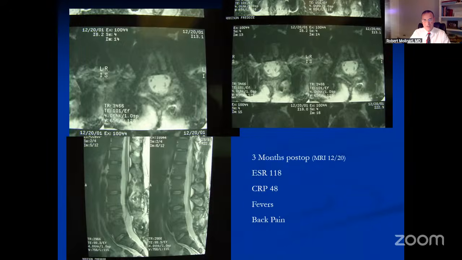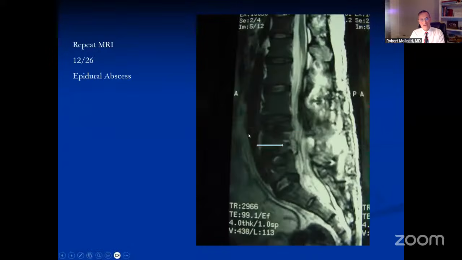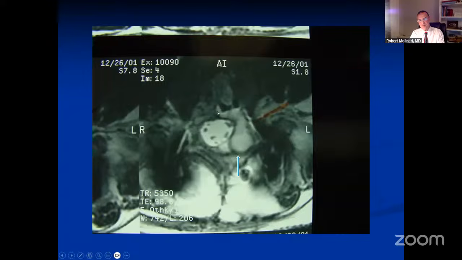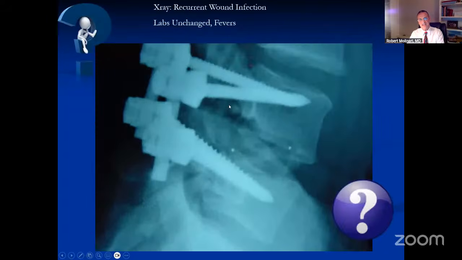Here's a patient 3 months later, comes back with back pain. Okay, you can see the MRI. The MRI looks good, but the patient has worsening back pain and fevers. And here's the patient a week later. You can see the MRI that shows an epidural abscess. The epidural abscess clearly communicates with the cage here. So what we have now is a 3-month-old PLIF operation that has a posterior infection, an epidural abscess that communicates with the cage. There's lysis around the instrumentation. You can see it here.